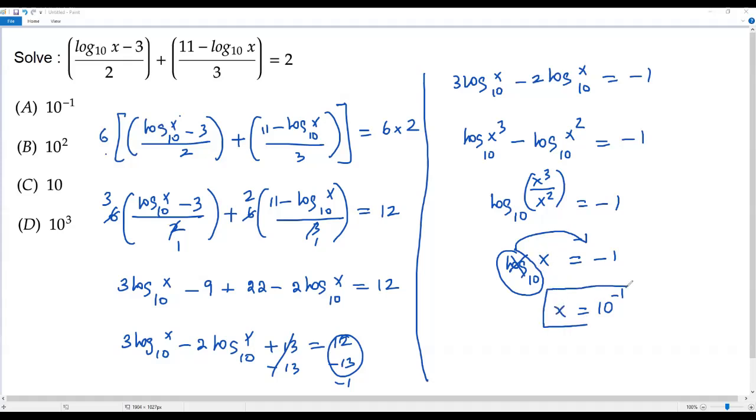Now we have solved for x. The value of x is equal to 10 to the negative first power. So the correct answer choice for this question is option A.